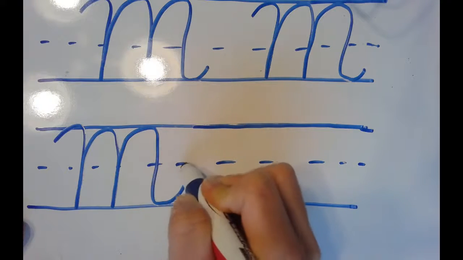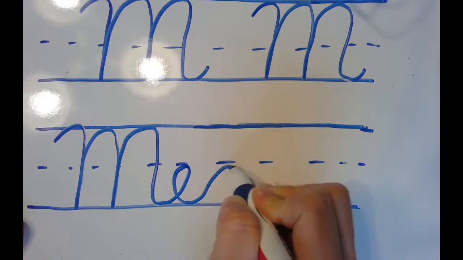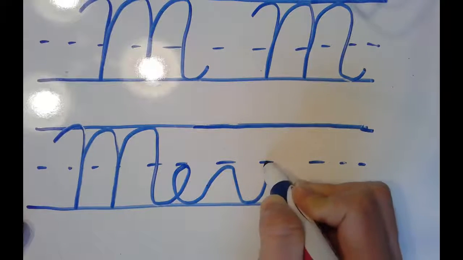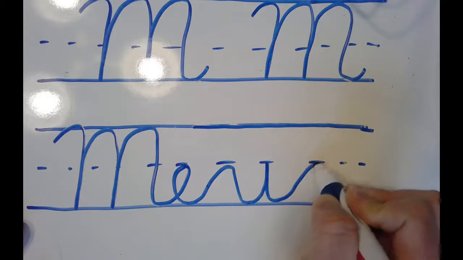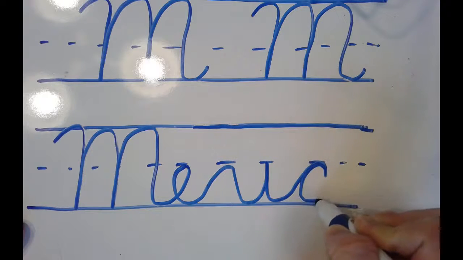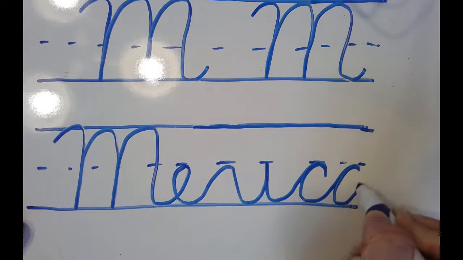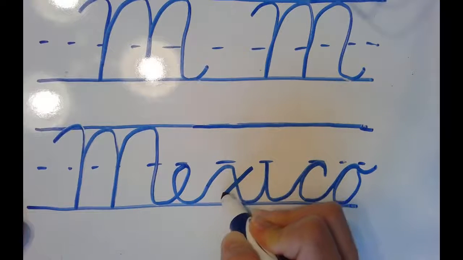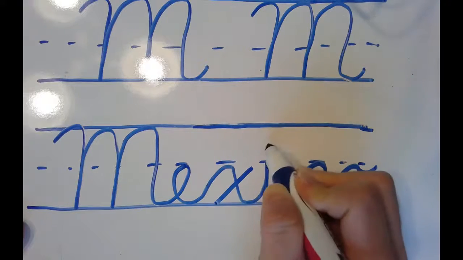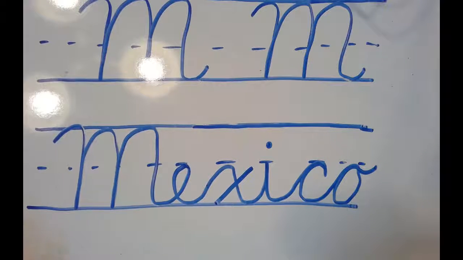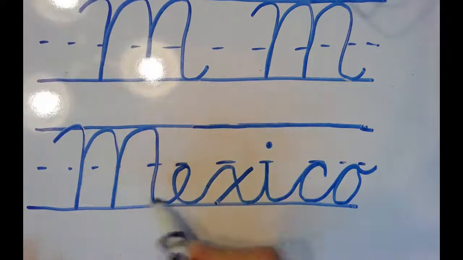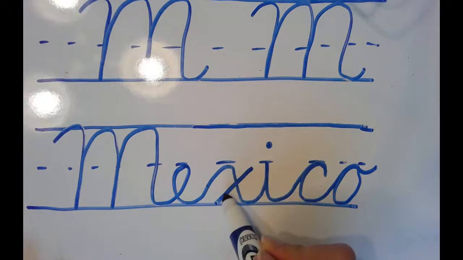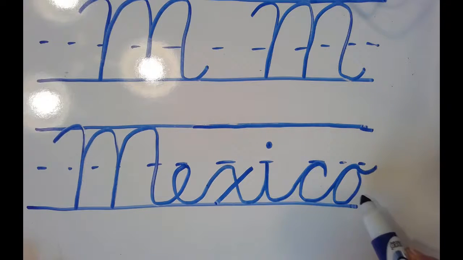E, X, I, C, O. And then I come back here and I cross my X, and then I dot my I. Mexico. M E X I C O.